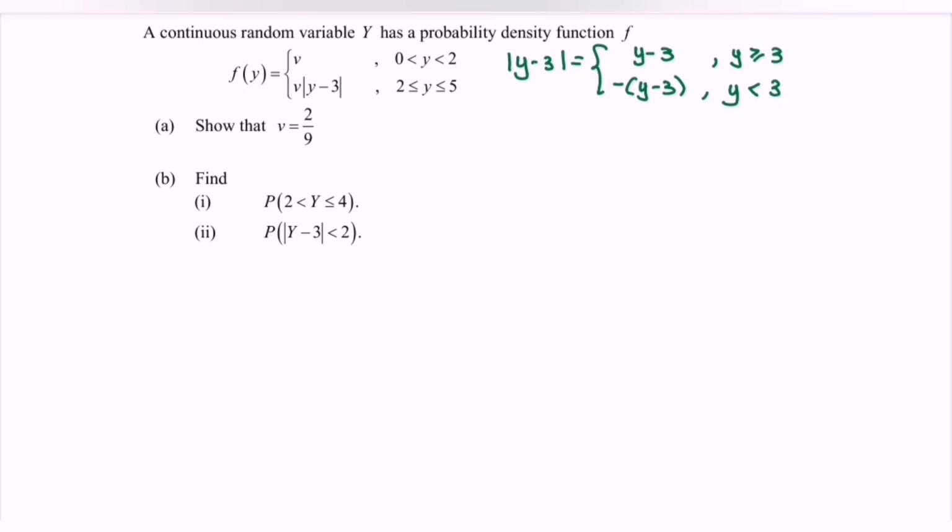So kindly illustrate the situation on a real number line. First, we have 0 until 2. Next, we have 2 until 3. Finally, we have 3 until 5. Based on the definition, we have 0 until 2.